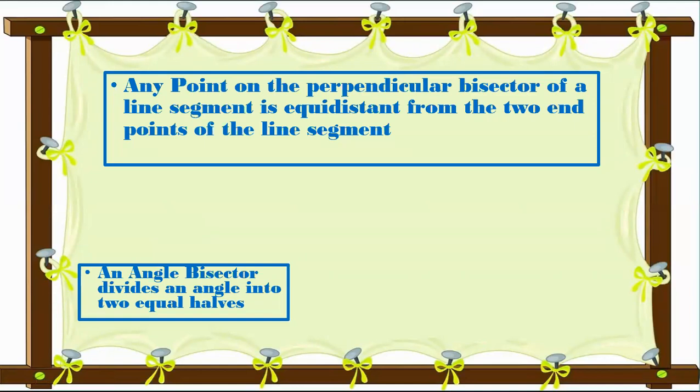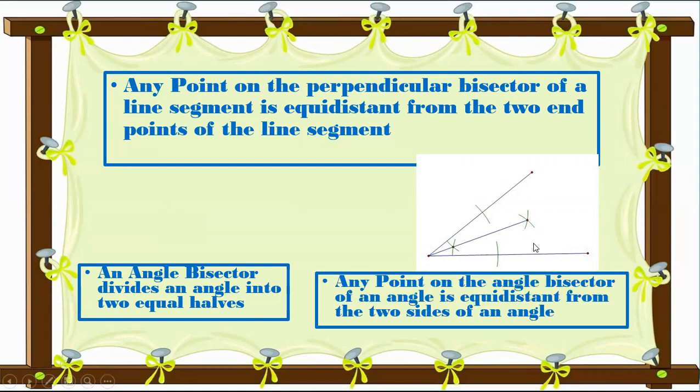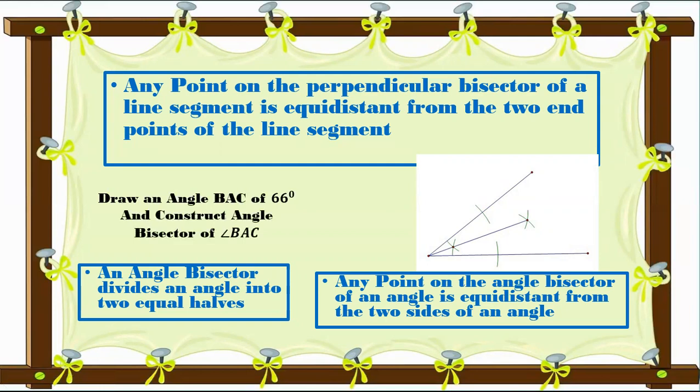Now let's talk about the angle bisector. An angle bisector divides an angle into two equal halves. This is an angle bisector. This line is called the angle bisector, which is dividing this complete angle into two equal angles. So any point on the angle bisector of an angle is equidistant from the two sides of the angle. Now let's draw an angle BAC of 66 degrees and construct the angle bisector of BAC.